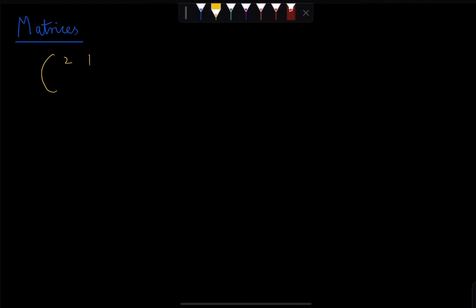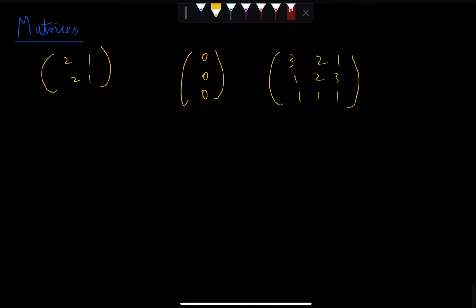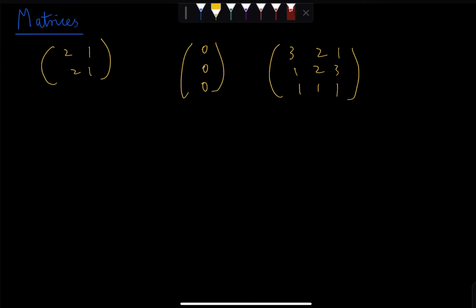So this is a matrix, this is a matrix, and this is a matrix. And basically they can be as big or as small as you want them to be. To simplify it, a matrix is a rectangular array of numbers. And the next thing you need to know is, how do you define these different matrices? Like, how do you write out the dimensions of these matrices?